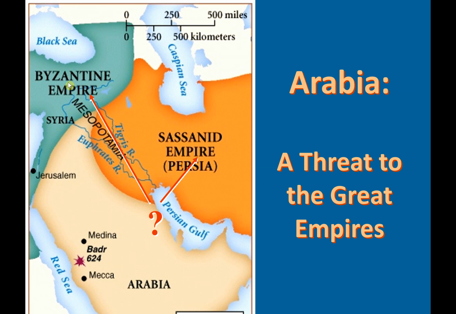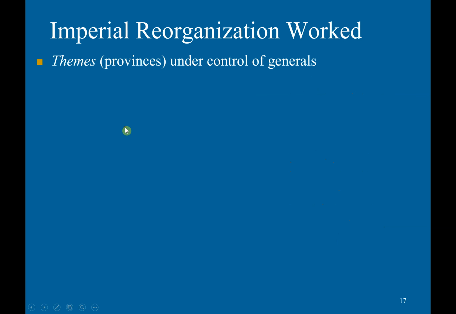So this is a map depicting the three major power brokers in the Middle East: the Byzantine Empire, the Sassanids, and Arabia. The Muslim Arabs here would prove a major threat to the Byzantines and the Sassanids, as I mentioned before. They actually managed to conquer the Sassanid Empire, basically spread Islam to local people, and eventually began encroaching onto Byzantine territory.